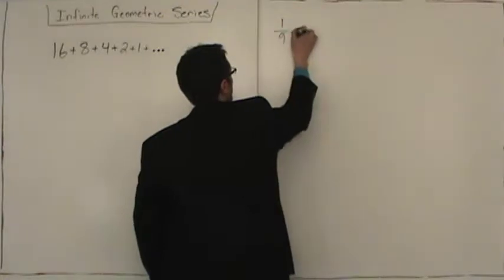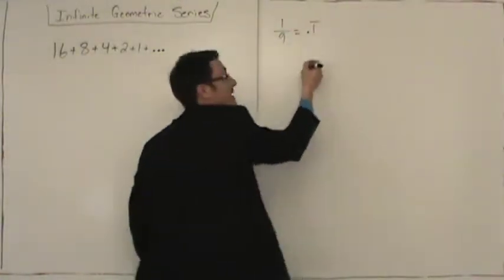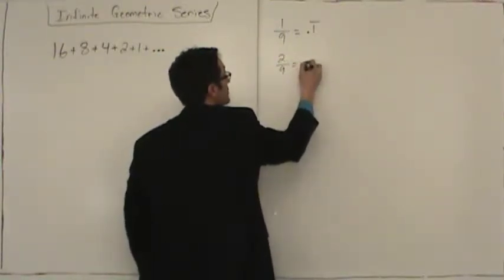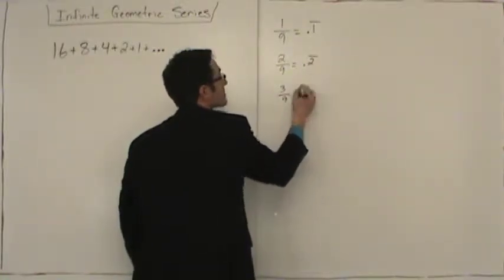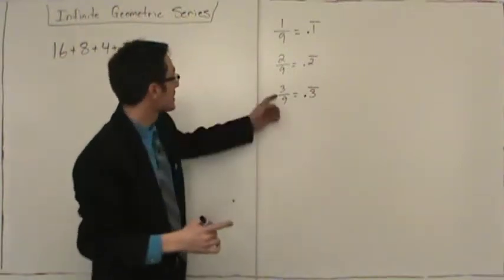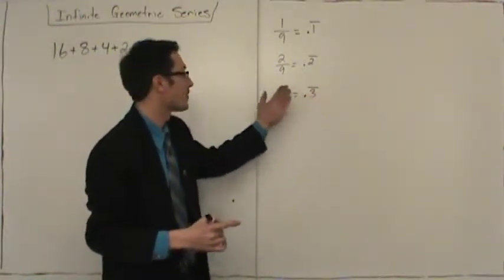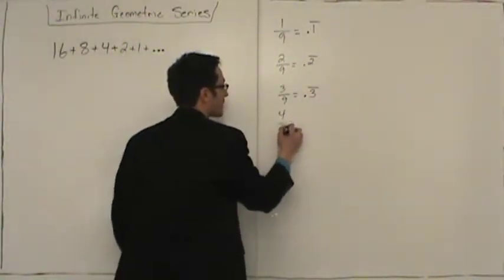1 over 9 is 0.1111111111, 1 repeating forever. 2 ninths is 0.2222222222, or 0.2 repeating forever. 3 ninths, this never stops. 3 ninths is 0.3 repeating forever. You know this because 3 ninths is a third. You know that 1/3 is 0.3 repeating forever, 0.3333333 forever.